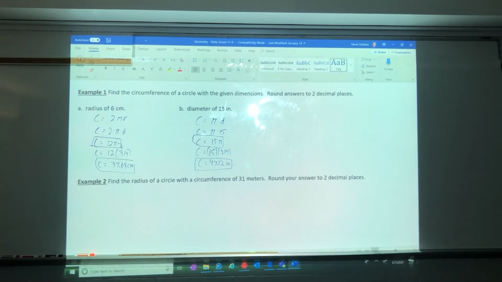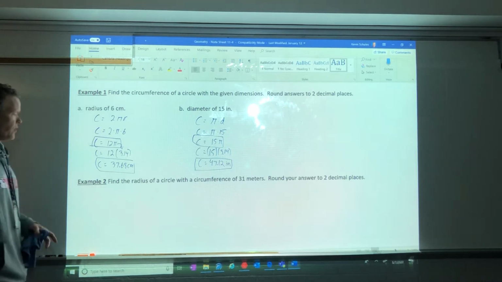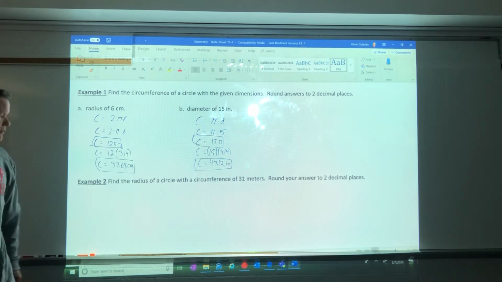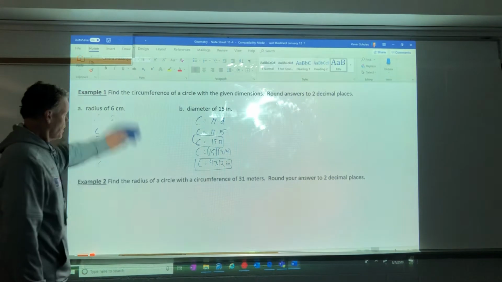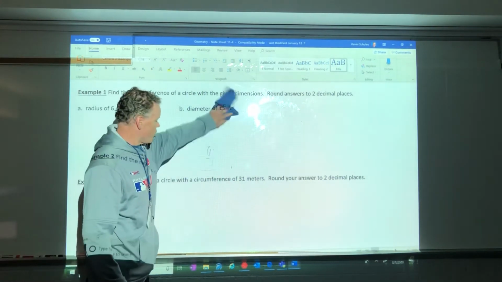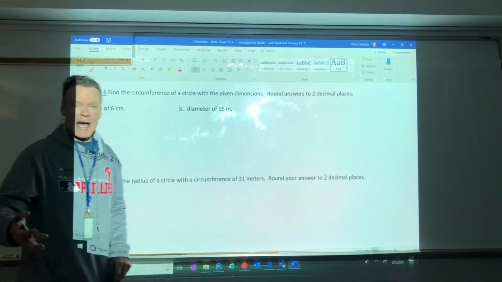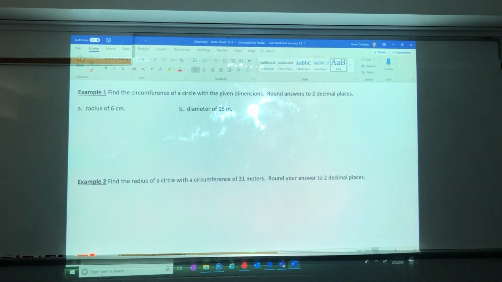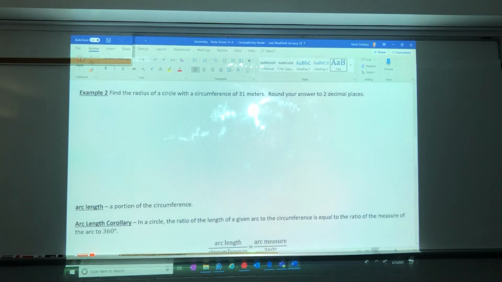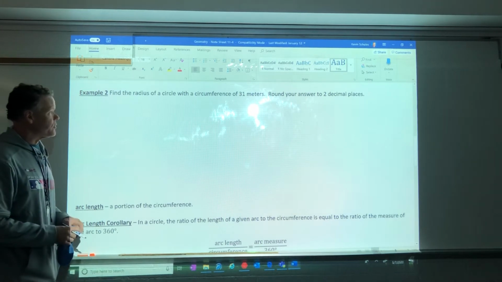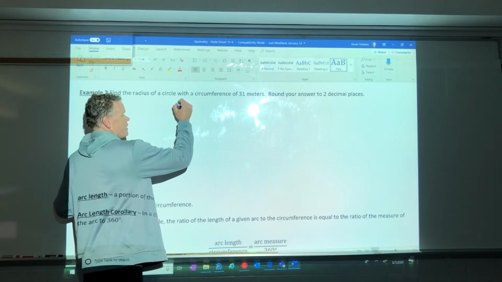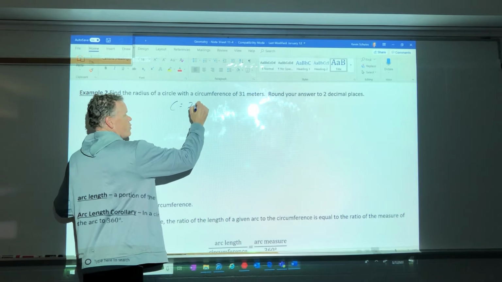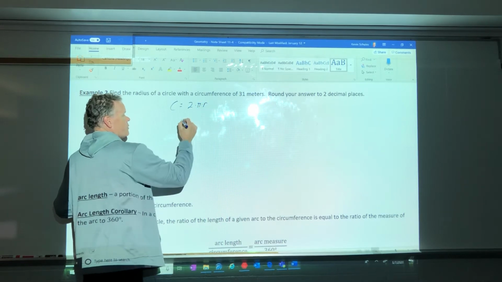Okay, now they're going to work a little bit in reverse. They want you to find the radius of a circle with circumference of 31 meters. So whenever we see something like this, we just basically want to write our formula and fill in what we have, and we're going to solve the equation. So let's bring this up here. They want to know the radius of a circle with a circumference of 31 meters. So we're going to have our formula, circumference equals 2 pi r, okay?